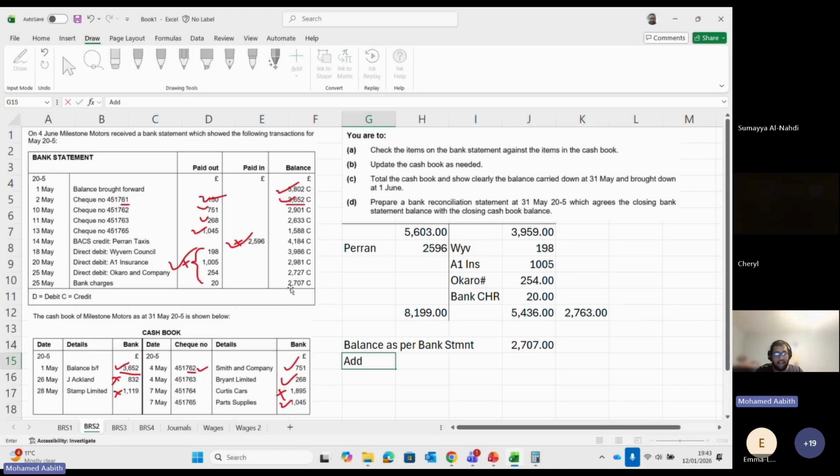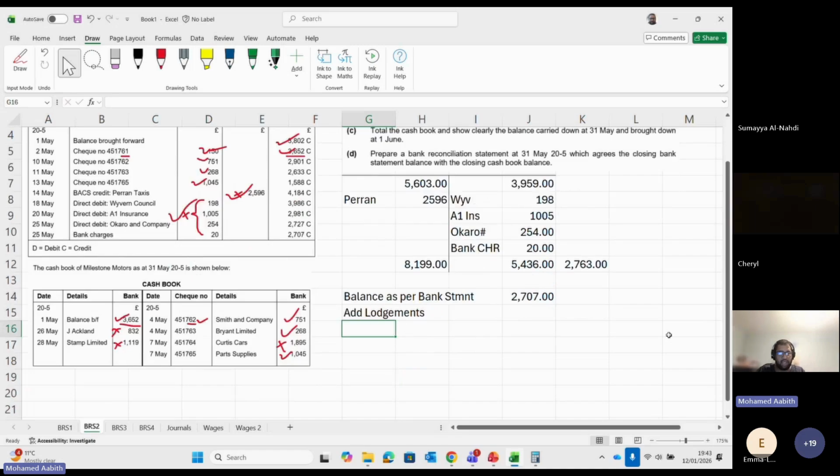So add any lodgements. What are the lodgements we have here, guys? The lodgements are the 1 and 2. These two monies we have not yet seen here. We need to make sure they get added on. So here, J. Ackland, how much is that for? £832. And then we have stamp, which is for 1119.